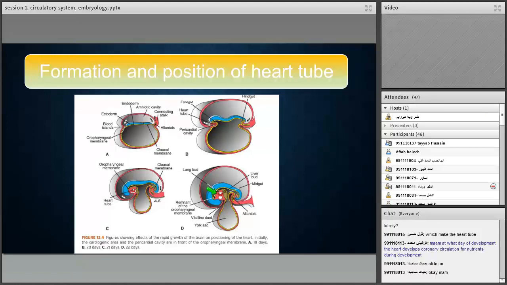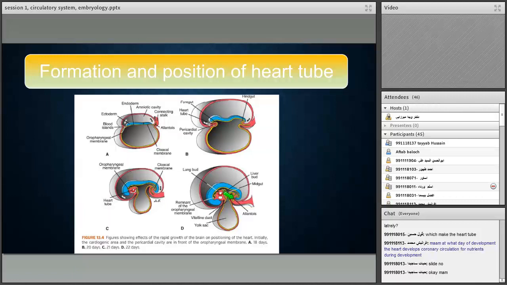So, the cranial nervous system is growing into the cranial side rapidly and extends over the central cardiogenic region and the future pericardial cavity. And also we have some cephalic folding or cranial folding of the embryo. Look at here. The cranial and the caudal sides of the embryo are folding.